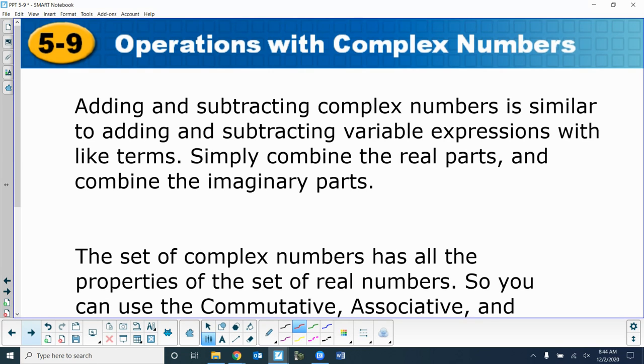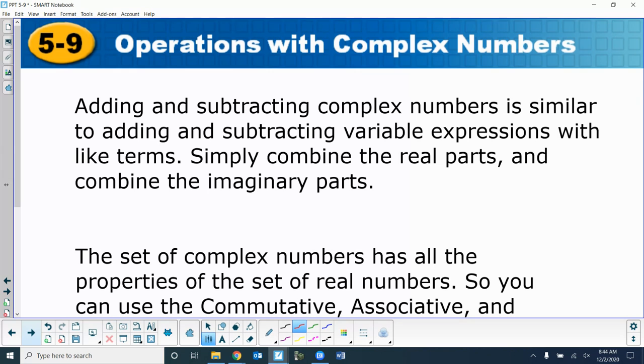All right, adding and subtracting complex numbers is similar to adding and subtracting variable expressions with like terms. Simply combine the real parts and combine the imaginary parts. So just treat that i like a variable, like you would an x or a y. You can't add an x and a y together, right? So you can't add an i with anything else but another i.